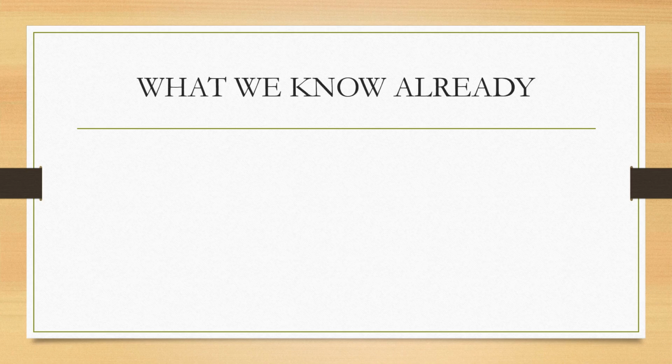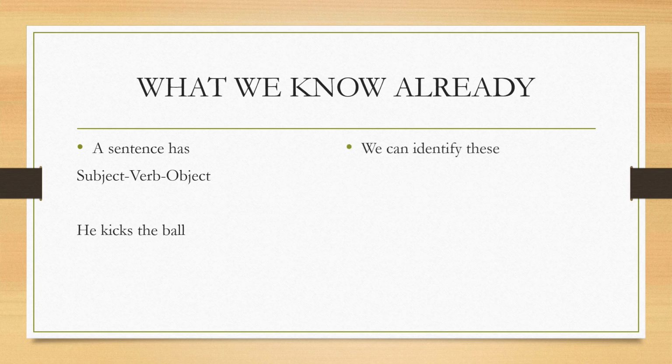There are a few things we know already. We already know that a sentence has a subject, a verb, and an object. For example, he kicks the ball. We can identify the subject, verb, object. He is the subject, it's what the sentence is about. Kicks is the verb, it's what he is doing. And the ball is the object, it is the thing affected by the subject.